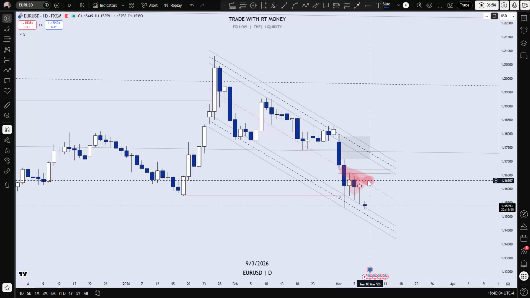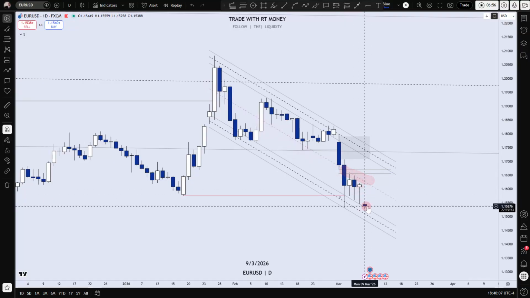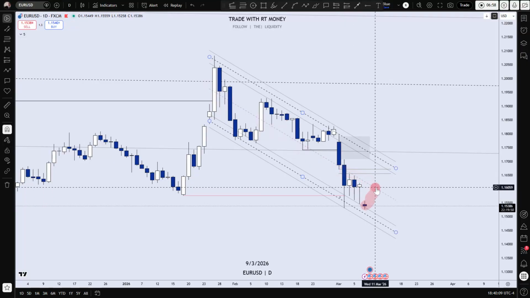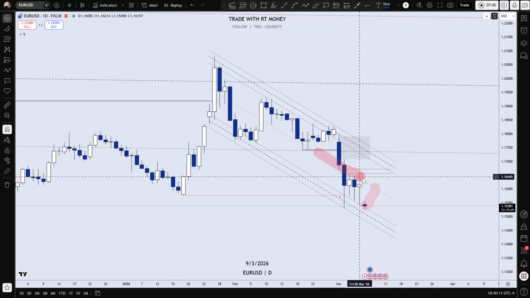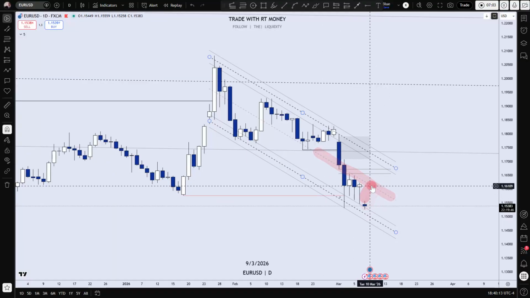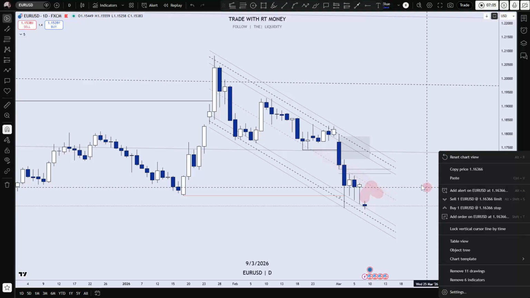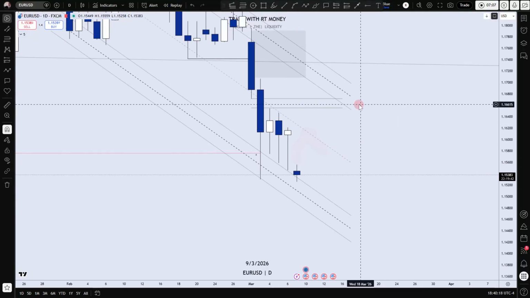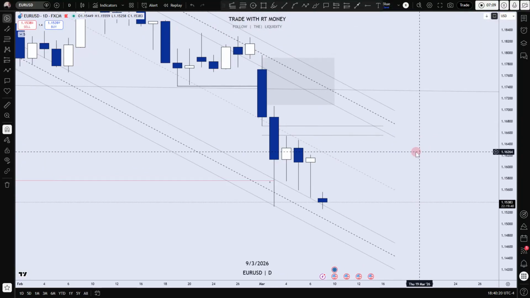It's holding below it, trading below it. I want to see if that holds. If the market pulls back up, will it just hold to that 50% of this trading range of the channel? I don't know. We'll find out soon enough.